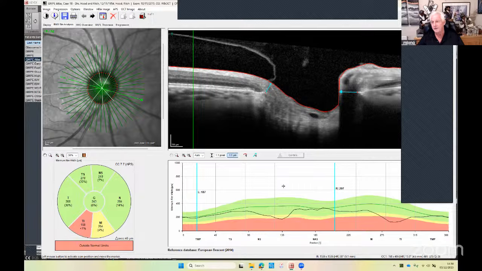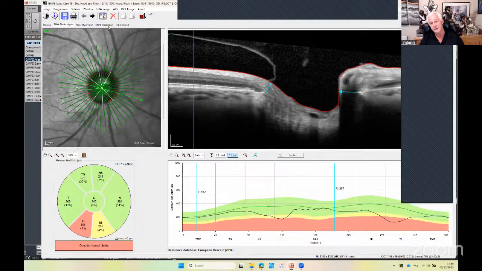And you may be sitting there thinking, well, I don't look at that profile. I actually look over here on the sector analysis because that's what I've been taught to do. And I have to tell you, I'm not a massive fan of the sector analysis because these areas are very large and they can absorb small defects that you can actually see in the profile. So if you're not doing it today, please start looking more closely at the profile because it's more sensitive for very early cases of glaucoma.